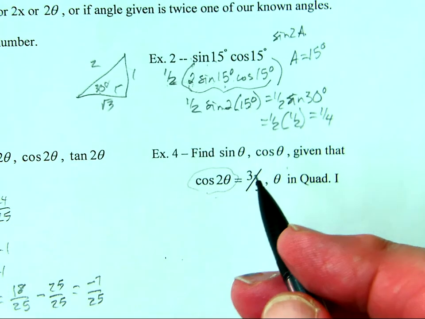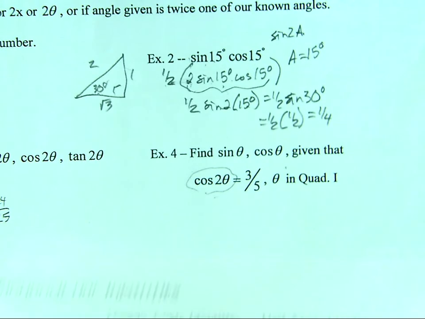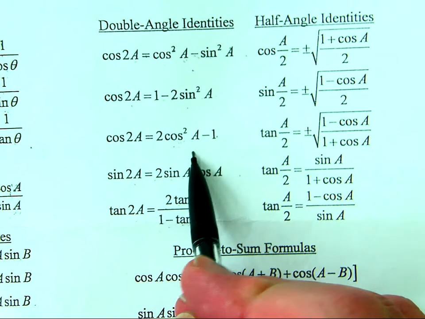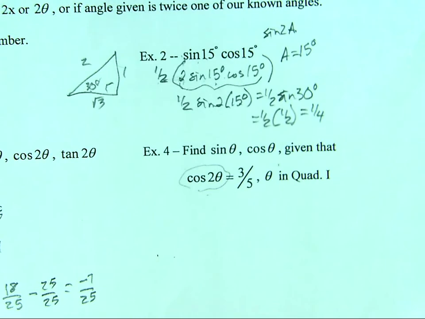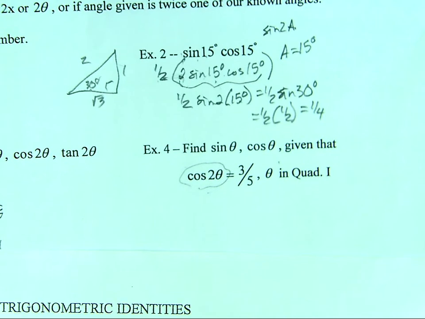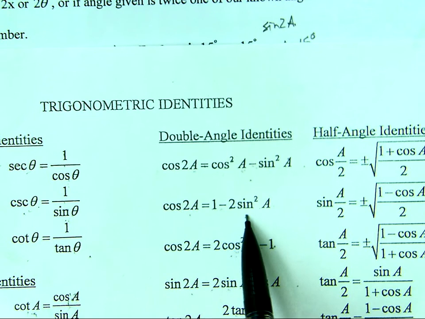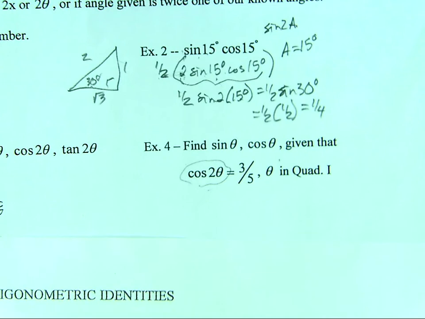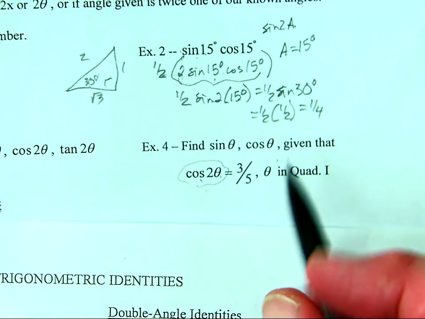Well, we have identities for those. Now we want to pick one of our identities that only has one other function in it. So we want to use either this one, 1 minus 2 sine squared, or this one, 2 cosine squared minus 1. We want to use one of those two. It doesn't matter which one of those two. Let's say we didn't use this one before. Let's use 1 minus 2 sine squared. Okay, I don't know. I would probably be tempted to use this one. So yeah, since they gave us cosine 2 theta, I would use that one. I'm sorry, it doesn't really matter.